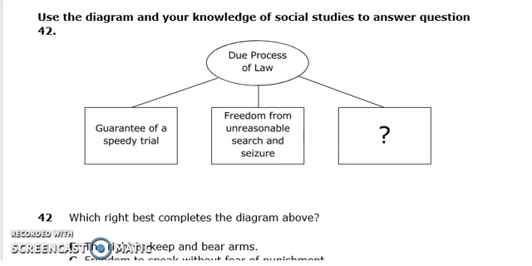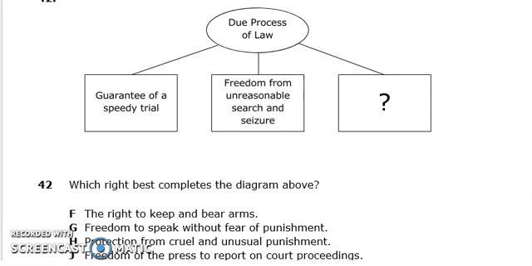Use the diagram to answer number 42. Which best completes the diagram above? F. The right to keep and bear arms. G. Freedom to speak without fear of punishment. H. Protection from cruel and unusual punishment. J. Freedom of the press to report on court proceedings.